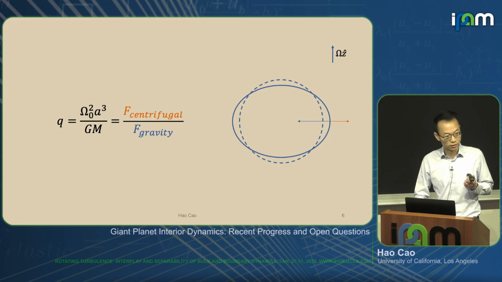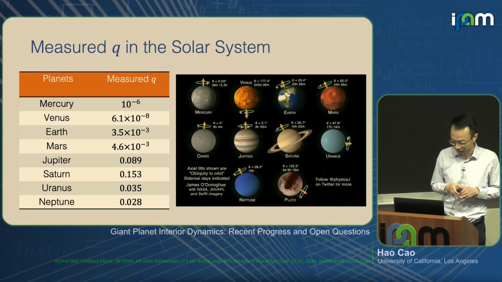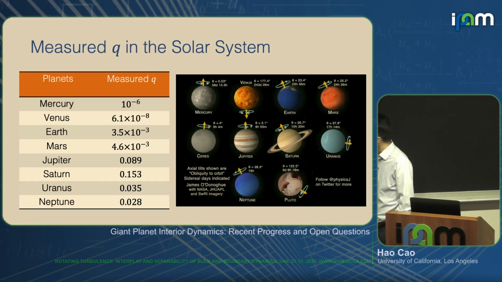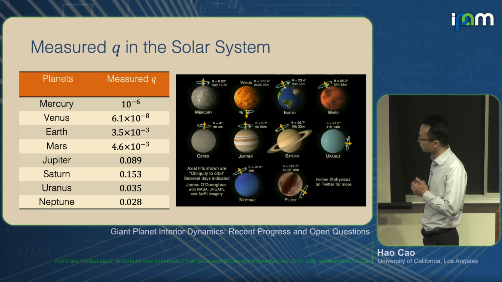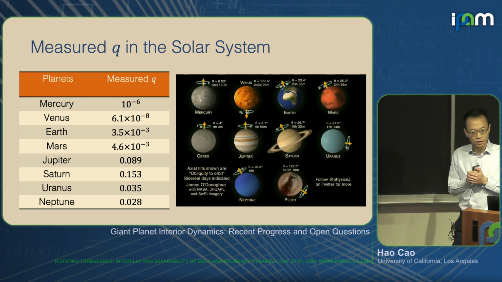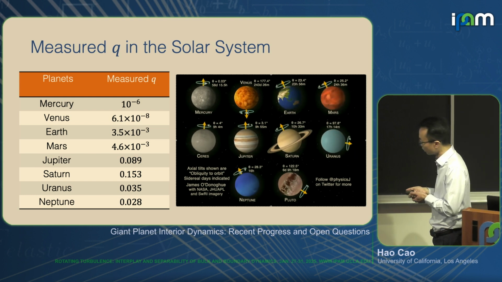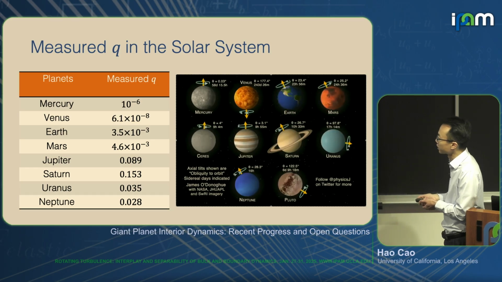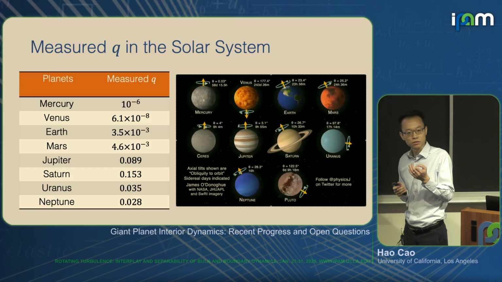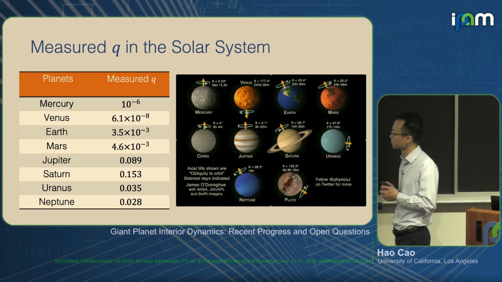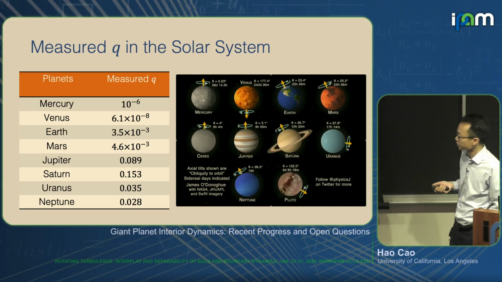So you can measure the Q of all the planets in the solar system, and here they are. When you view all the planets in the solar system through the lens of Q, they really divide into three or four different groups. You've got the giant planets, Jupiter and Saturn. They have very large Qs, order 0.1. Jupiter is about 0.09, and Saturn is actually 0.15, pretty large.